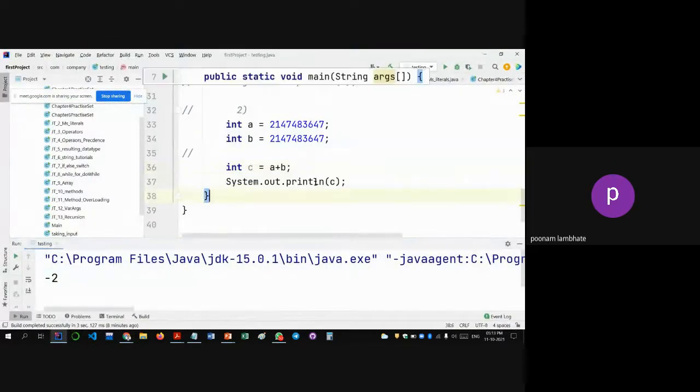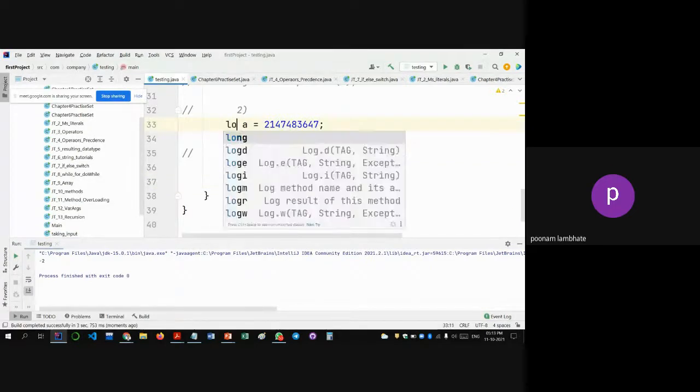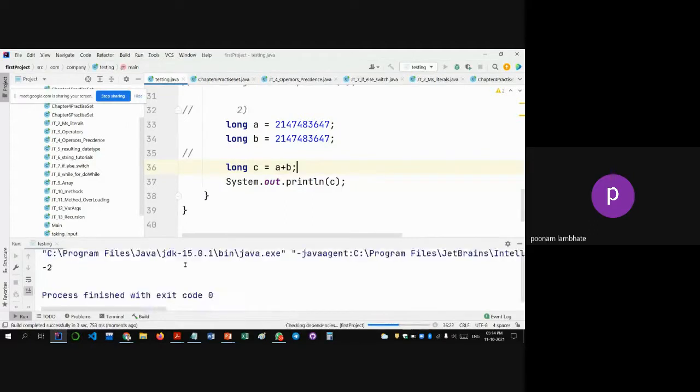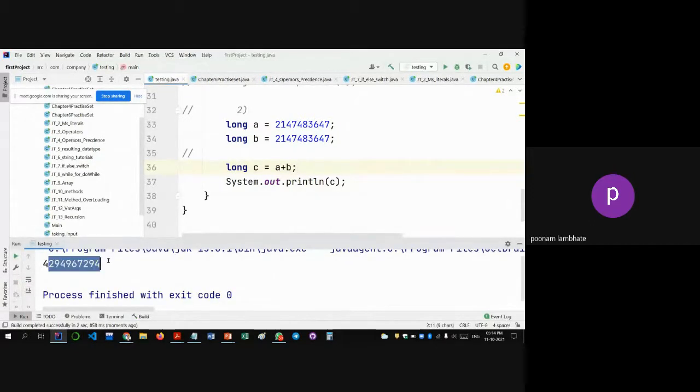If I do a plus b here, then what will happen? Let us see. You should get -2, because as I said, it's going outside the range. See, you're getting -2. So what is the remedy? You must use long to accommodate the result. Now if you use long and print the value, you will get 4 something something. See, you're getting 429496.